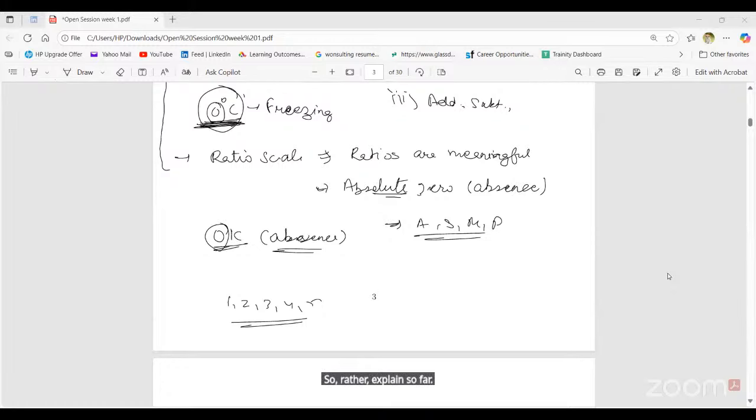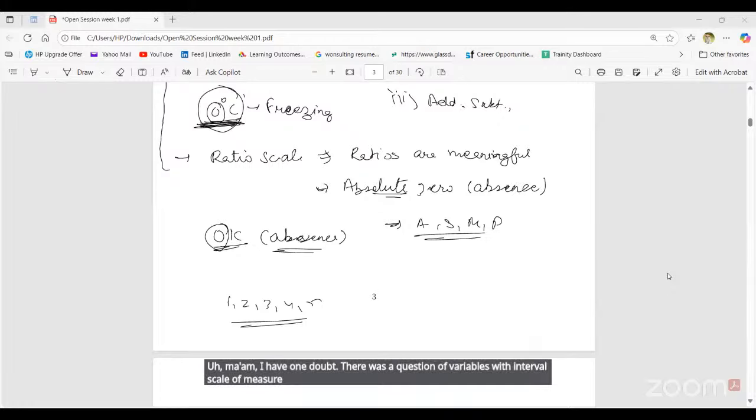Ma'am, I have one doubt. Yes. There was a question: variables with an interval scale of measurement may be converted into a ratio scale of measurement by performing which operation? There were multiple options like addition, subtraction, multiplication. The correct answer was the subtraction option. So can you please explain this one to me? Okay.